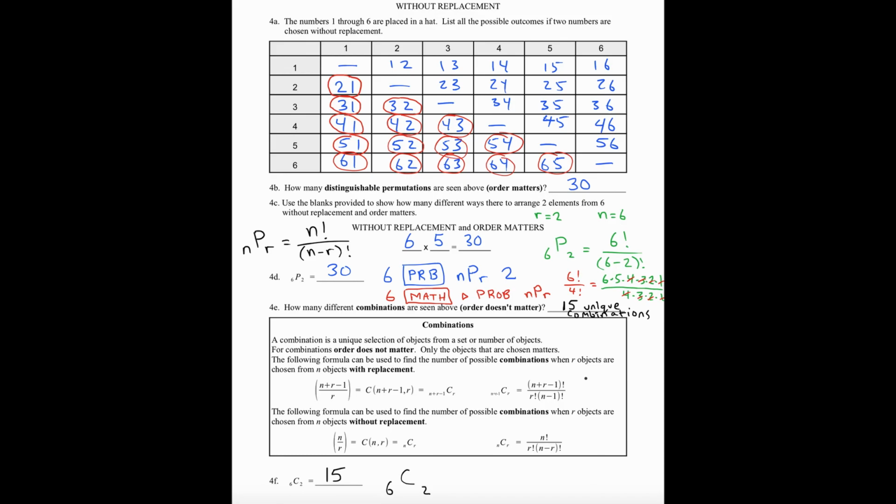What is the calculator actually doing when it calculates that? It is doing n factorial, which is 6 factorial, over r factorial times n minus r factorial. So that would be 6 times 5 times 4 times 3 times 2 times 1 over 2 times 1 times 4 times 3 times 2 times 1. Cancel these. It's 30 divided by 2, which is 15.